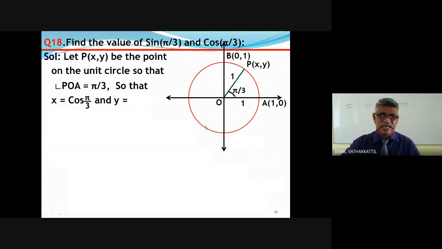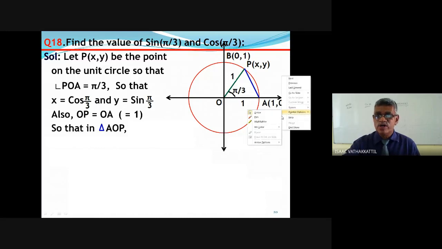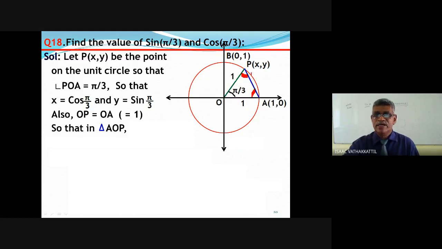We do not know what that x and y are. That is the question. Here OP equals OA. Agreed? Each is 1 unit. When OP equals OA, in triangle OAP, these two angles will be equal. Yes or no? Because when OA equals OP, in triangle OAP, angle A and angle P will be equal.